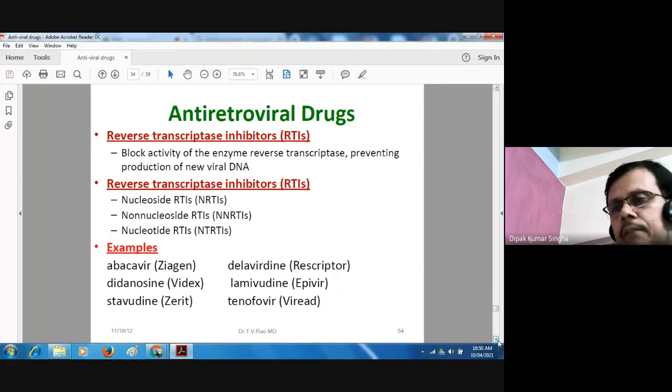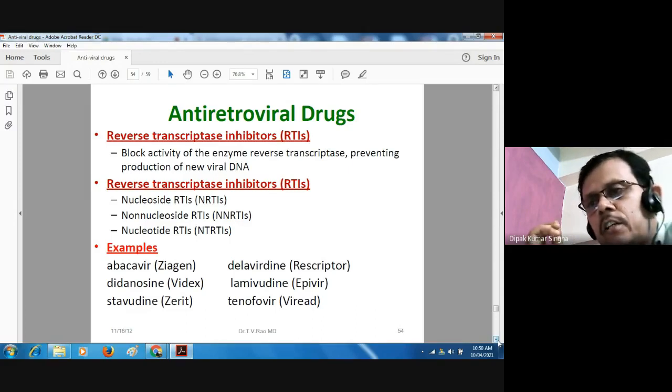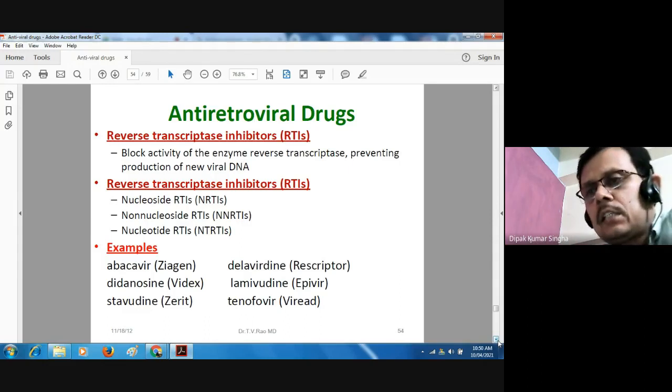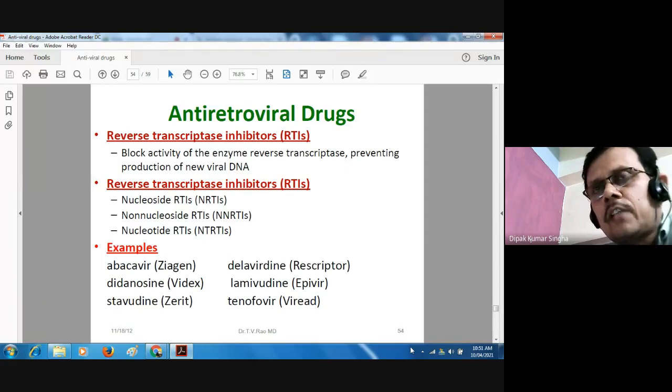Number 2, nucleotide reverse transcriptase inhibitors or nucleoside or non-nucleoside inhibitors. What are nucleotides, nucleosides and non-nucleosides? Nucleotide means base, sugar and phosphate. If phosphate is not present, the nucleoside is base and sugar, without phosphate.